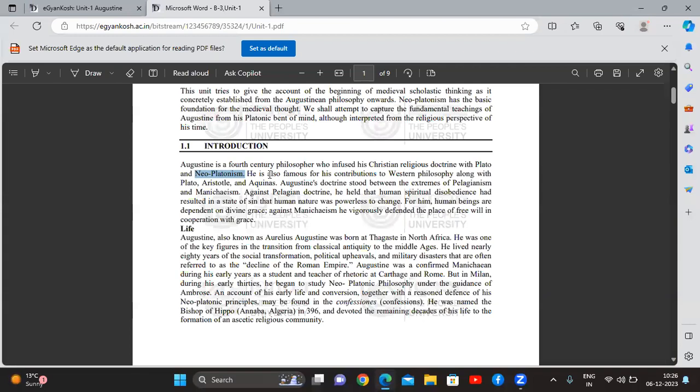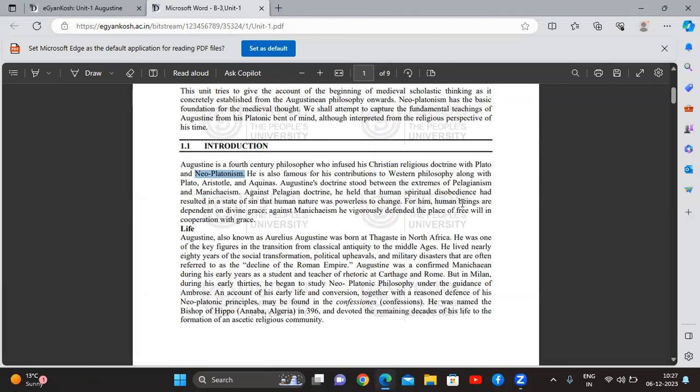Now, let's go back to Augustine. He's also famous for his contributions to Western philosophy, along with Plato, Aristotle, and Aquinas. So, Augustine is very famous. He's a very famous, very important philosopher from the Western tradition.